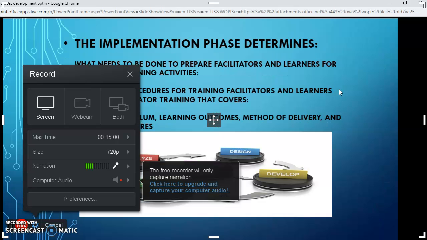Now, in the implementation phase of the training proposal, essentially what we're determining is what needs to be done to prepare facilitators and learners for the guided learning activities. We will be developing procedures for training facilitators and learners, creating facilitator training that covers course curriculum, learning outcomes, our method of delivery, and of course, testing procedures in a formative and summative fashion.